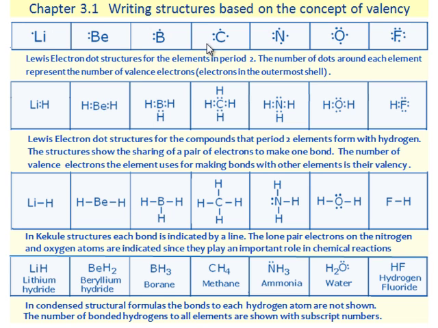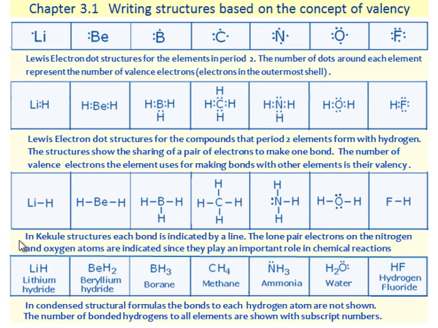The valency of carbon is 4 since it uses 4 electrons to make methane. The valency of nitrogen is 3 since it uses 3 electrons to make ammonia. The valency of oxygen is 2 since it uses 2 electrons to make water. The valency of fluorine is 1 since it uses 1 electron to make hydrogen fluoride.